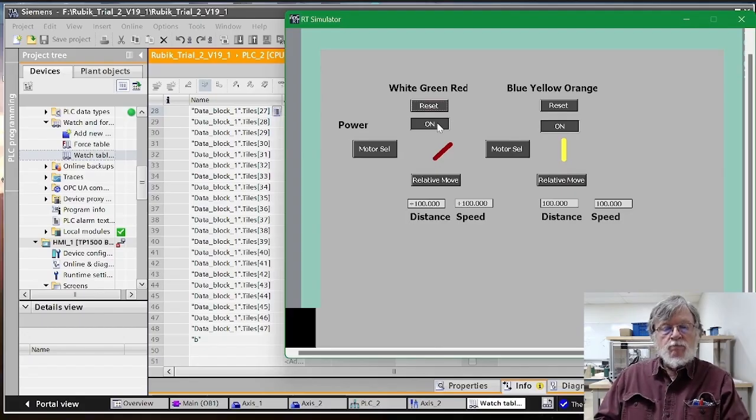Now, I've already clicked this to on, but when you first see it, you're going to have to click this button right here, and it'll turn on. And then you click reset, and then you move through the motors using this switch right here. This would give you the white, the green, and the red. Now this is a relative move, and I put in numbers already here for it. It's 100, and I'm going to click the.